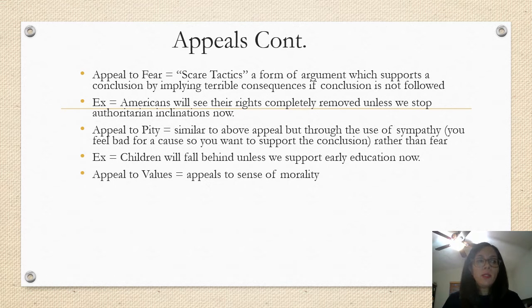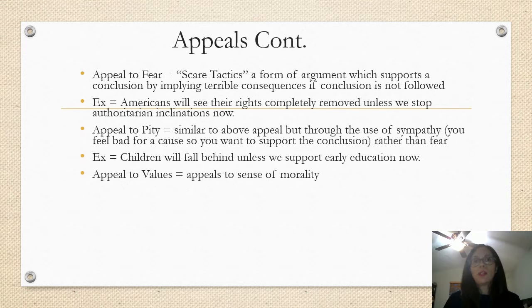And then you have appeal to values, which appeals to the audience's sense of morality, sense of right or wrong. So sometimes students have trouble telling this apart from pity. But basically, I'm inciting you, I'm inspiring you to do the right thing. I don't want to make you feel bad, I want to make you feel moved.